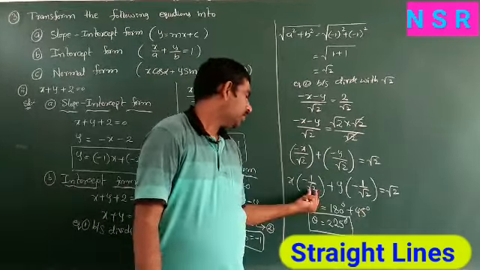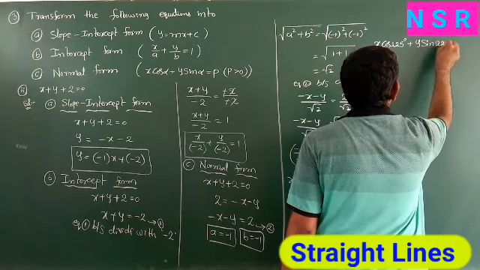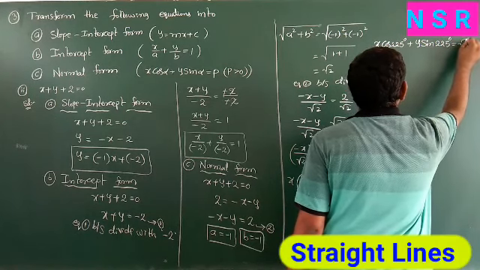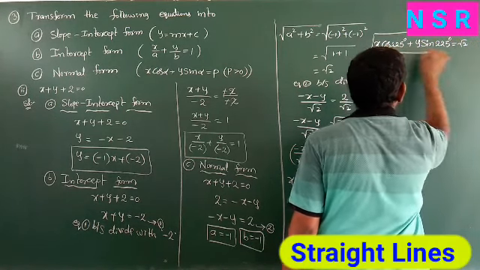This 1 by root 2 and here 1 by root 2 both are sin 45 and cos 45. That's why in place of 180 plus theta, I write 180 plus 45, so 180 plus 45 is 225. Now write this equation as x into cos 225 plus y into sin 225 is equal to root 2. So this is the normal form.